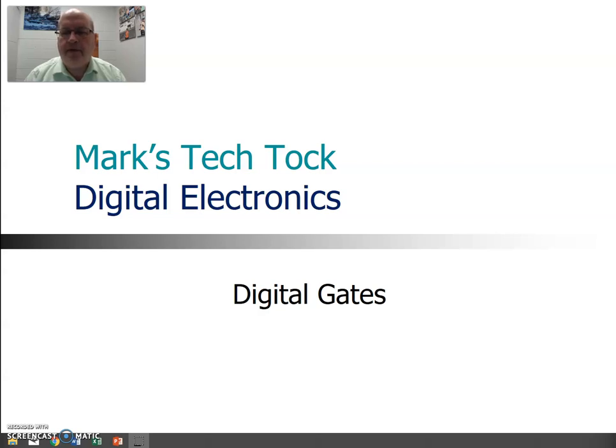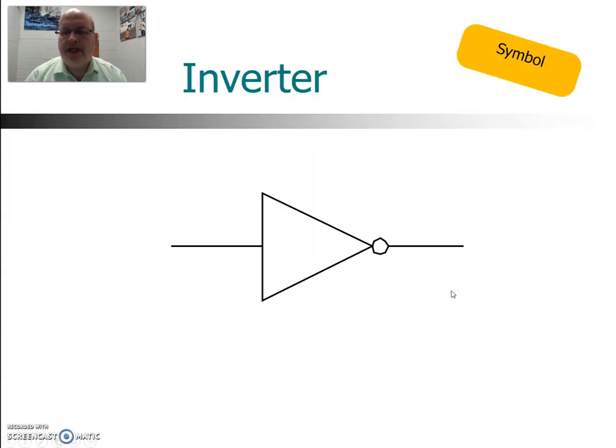In this edition of Mark's Tech Talk, we'll be looking at digital logic gates. The first gate we'll look at is the inverter, sometimes referred to as a NOT gate. This is symbolized with a triangle and a circle on the output. The circle is really important here because that is what indicates the inversion.